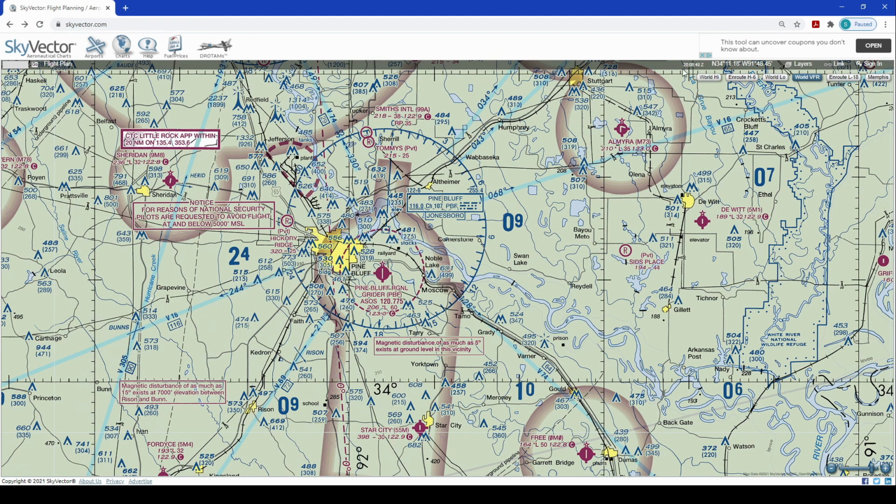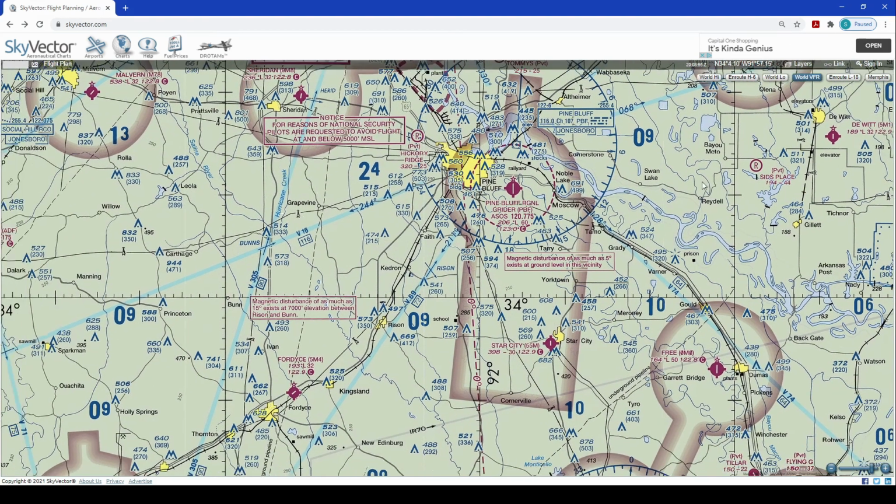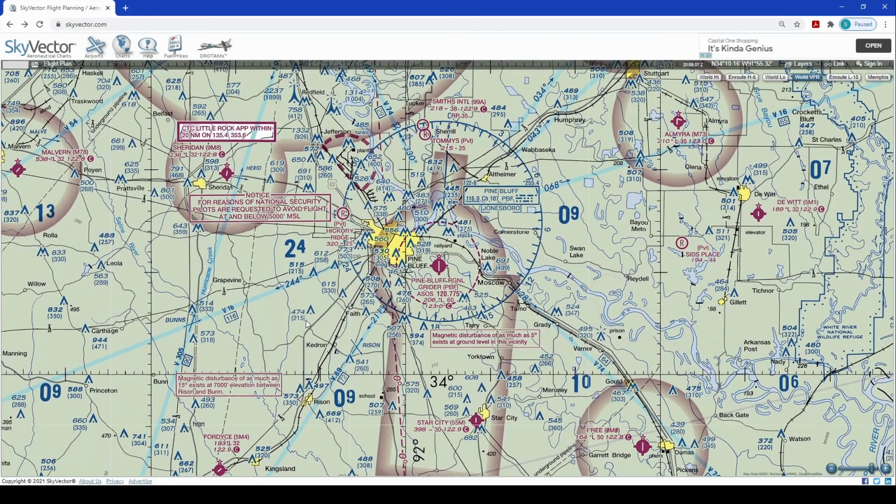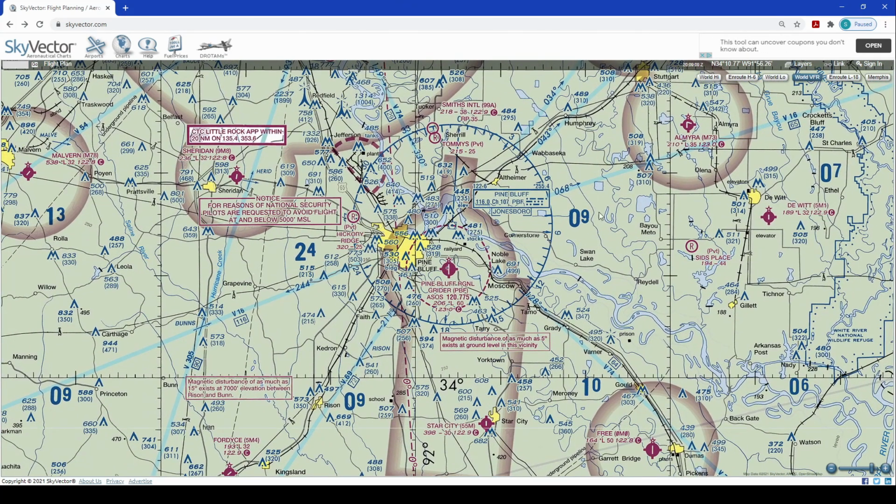Over here on the right, you've got a Zulu clock, so it shows you what the time is in UTC or Zulu right now. And then you see in the middle of the chart here, you have a little cross, and this lat-long coordinate right there is where that cross is situated. So if you want to know the lat-longs of a certain coordinate, you can just put the cross over there, and it will give you the lat-long coordinates for that.